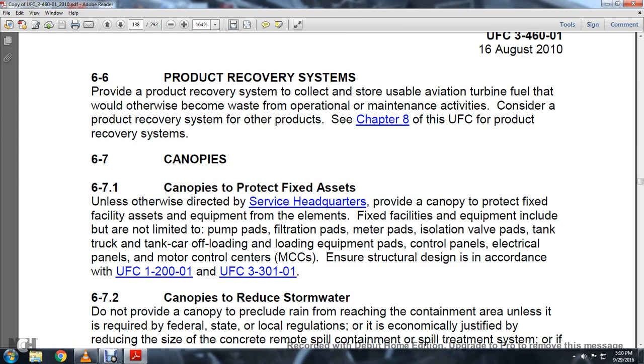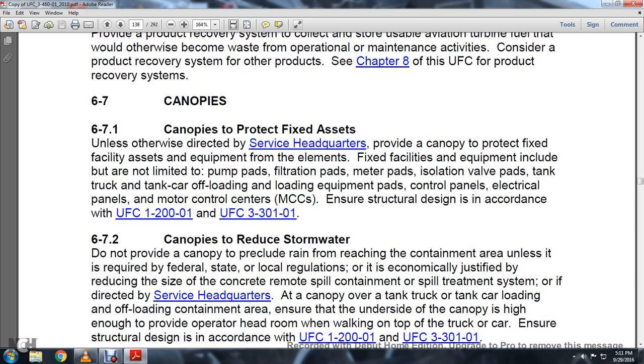Chapter 7, 6.7 Canopies. 6.7.1 Canopies protecting fixed assets. Unless otherwise directed by the service headquarters, provide a canopy to protect the fixed assets of the equipment. Fixed facilities equipment includes but is not limited to pump pads, filtration pads, meter pads, isolation valve pads, tank structures, anchor cars, offloading and loading equipment pads, control panels, electrical panels, and motor control centers. Ensure structural design is in accordance with UFC 3-301-01.